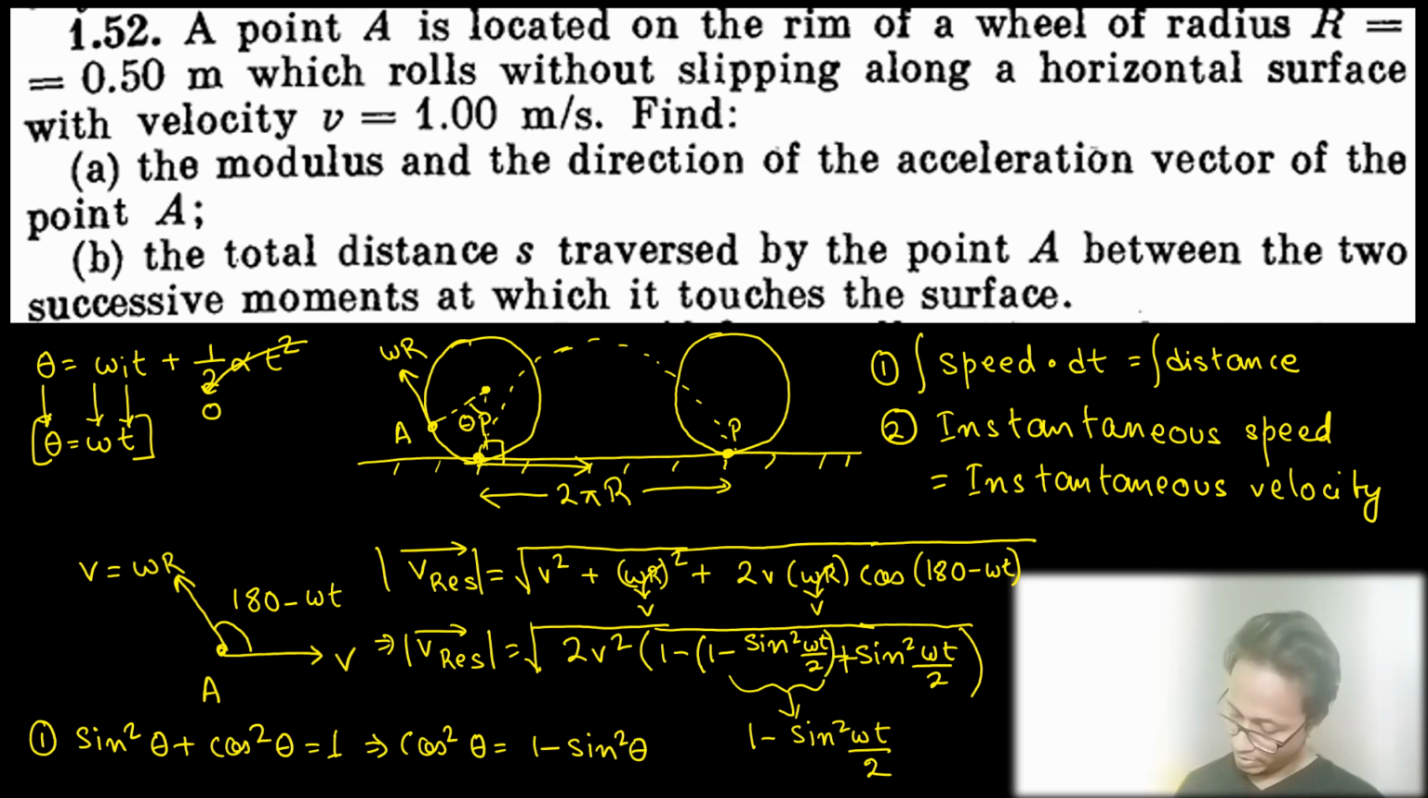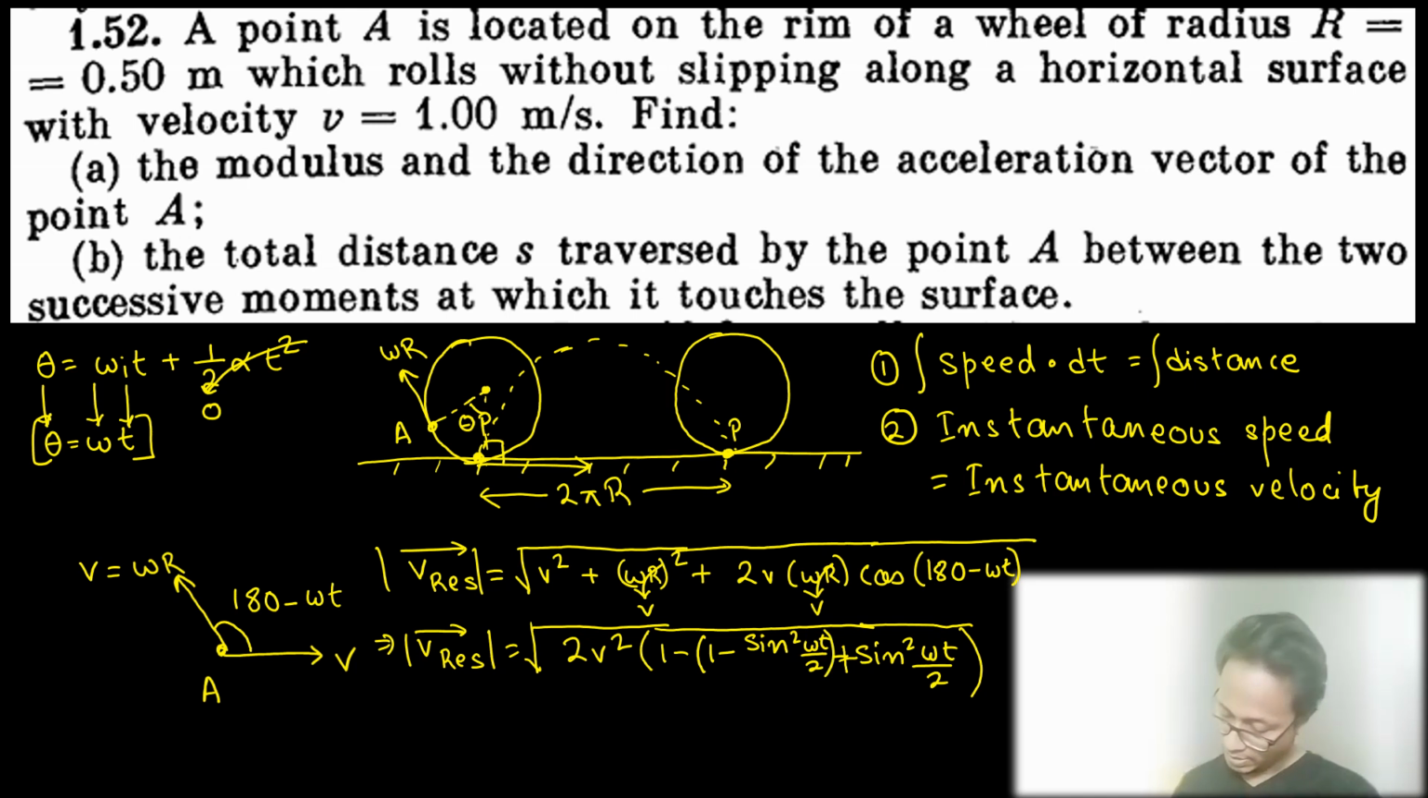Now if I remove the bracket, this becomes 1 minus 1 plus sine square omega t by 2, and this bracket gets removed. So 1 minus 1 is 0, plus sine square omega t by 2 and plus sine square omega t by 2 becomes 2 sine square omega t by 2.